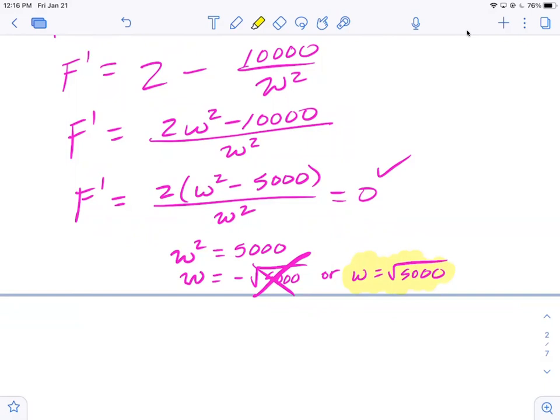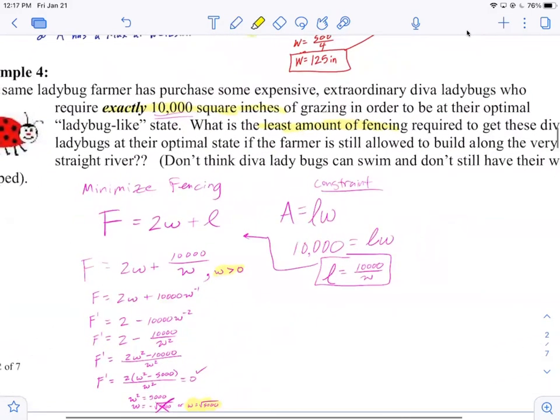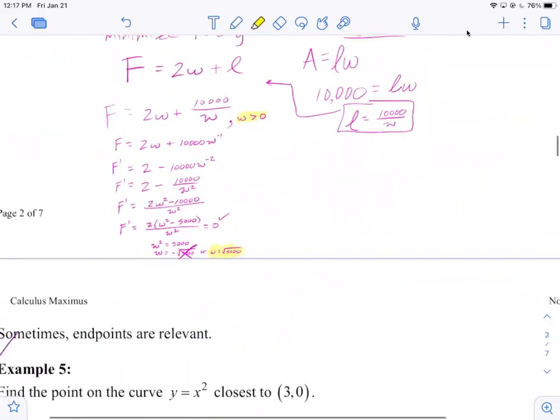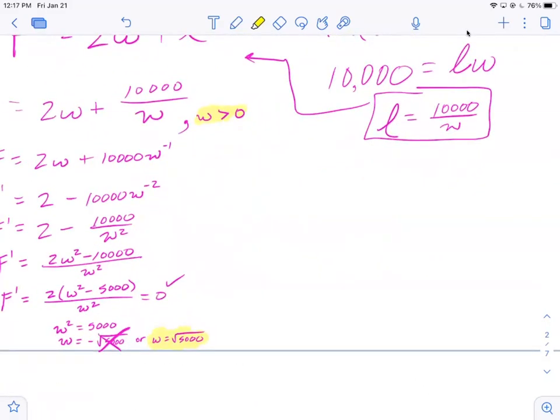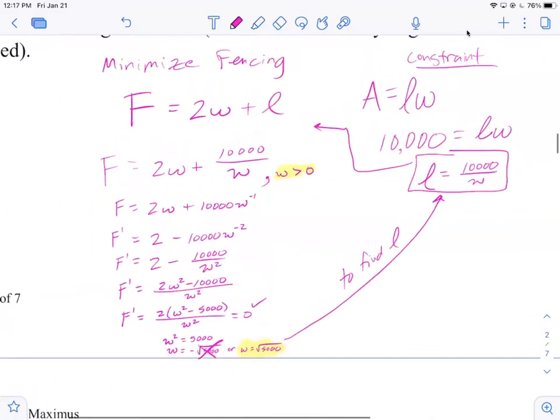Ninety-nine times out of 99 and 3/4 of the time, that's going to be the answer that we want. So if you didn't have to justify, go with that right there. Now that's not necessarily the answer, but that's the quantity that's going to optimize the situation. So now we need to just answer the question. What did it ask us? What is the least amount of fencing? So from here, I can take the w if I wanted, and I can plug it back in over here to find L if it asks me for the dimensions. But I can also plug it back in right here to find the fencing.